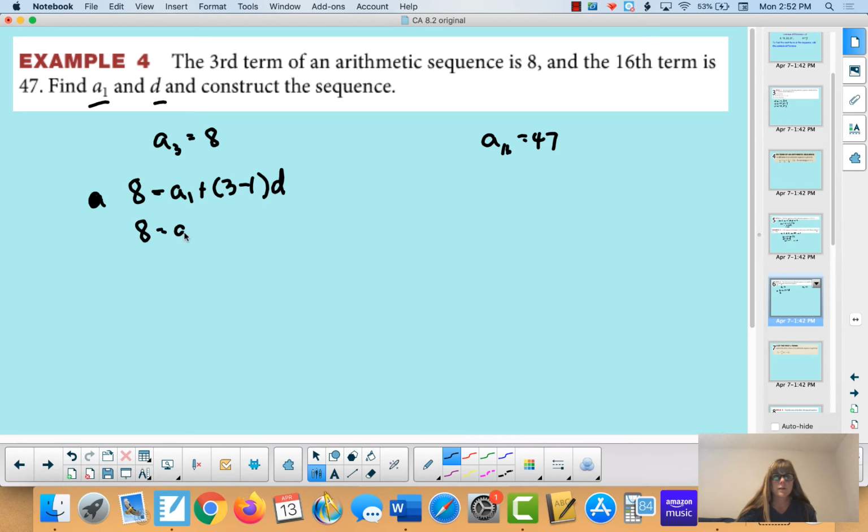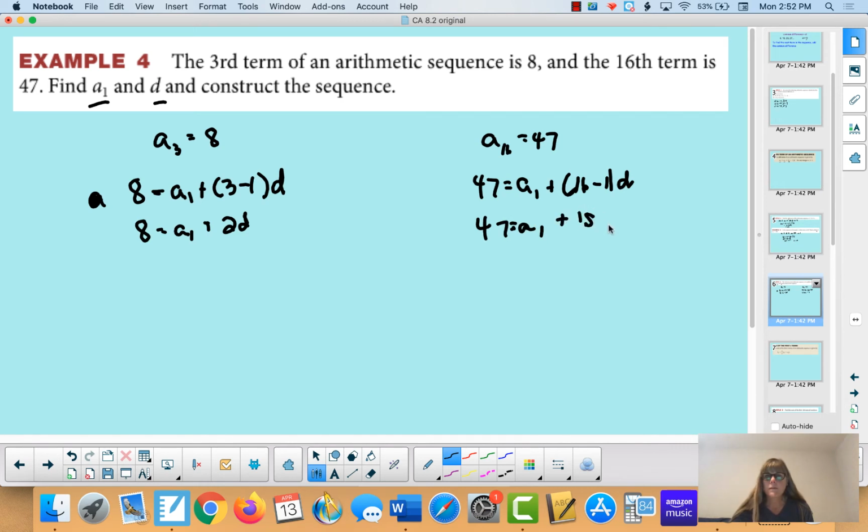Solving this, we get 8 equals a sub 1 plus 2d. Over here we're going to do the same thing. This time 47 is our a sub n, and n is going to be 16. So that gives us 47 equals a sub 1 plus 15d. So now these are two linear equations. We can use substitution to solve for one of those variables.